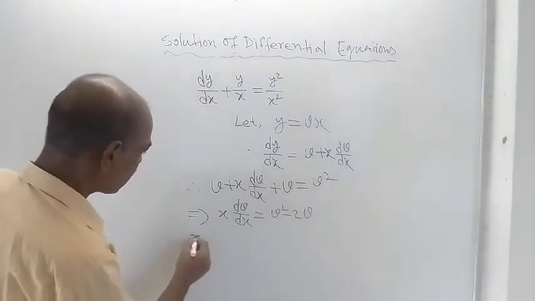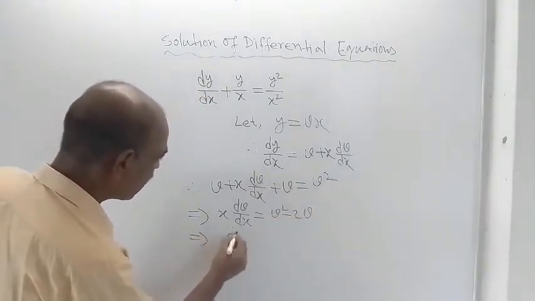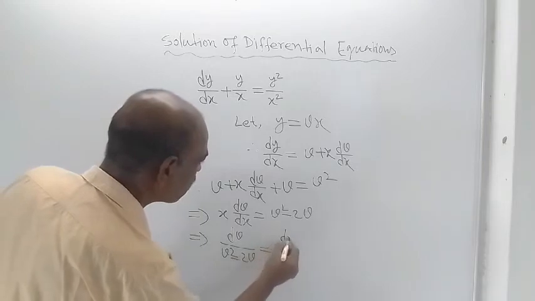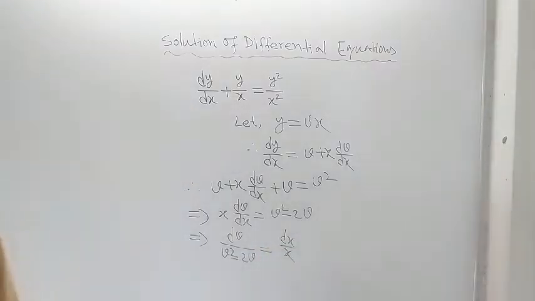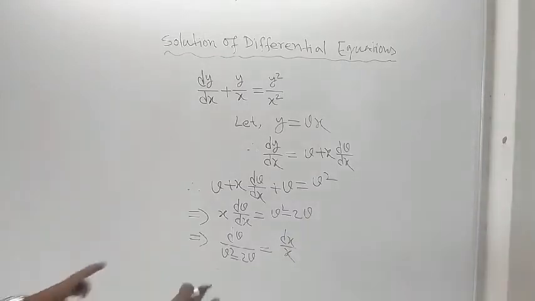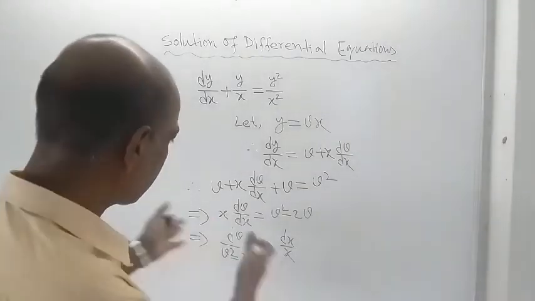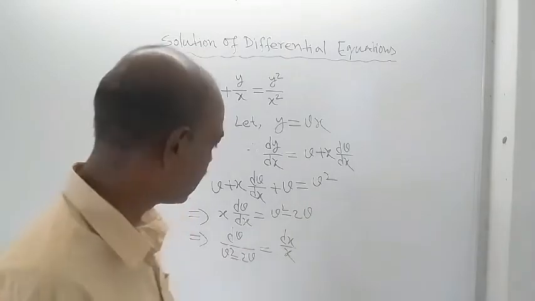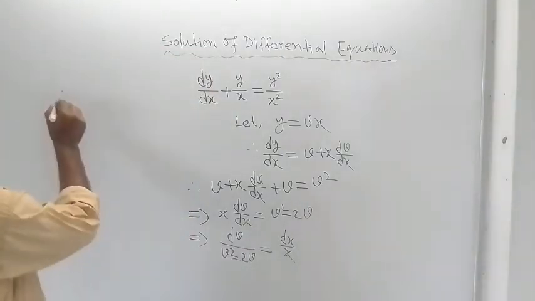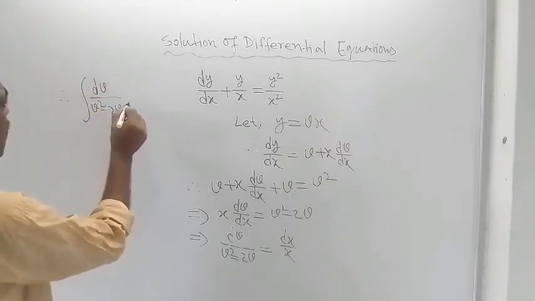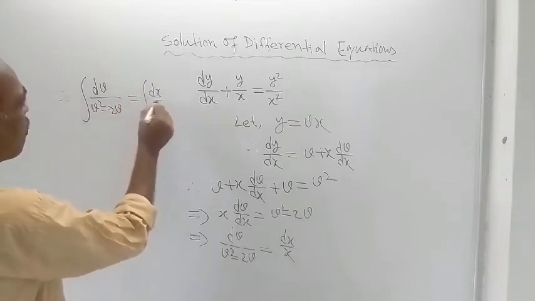This can be written as dv divided by v square minus 2v is equal to dx by x. Let me check whether the lowermost portion is visible or not. Yes, it is visible, so there is no problem. Now you can see that we have already separated the variables. In the left hand side, v appears, and in the right hand side, only x appears. Therefore, we can now integrate. Integration of dv by v square minus 2v is equal to integration of dx by x.